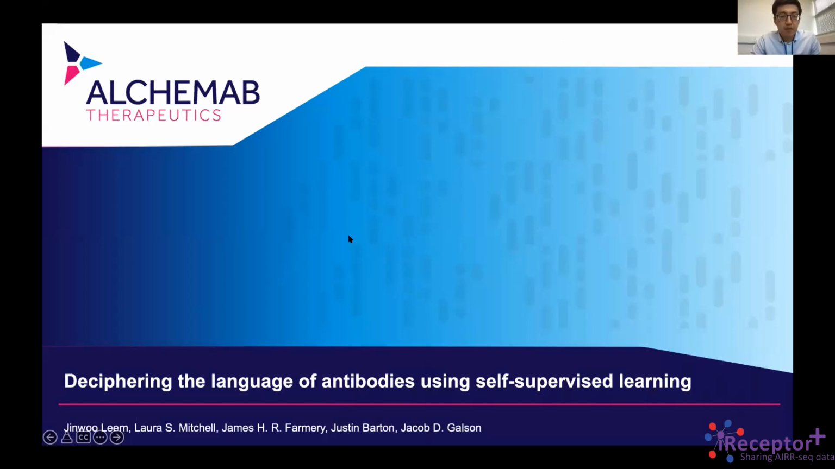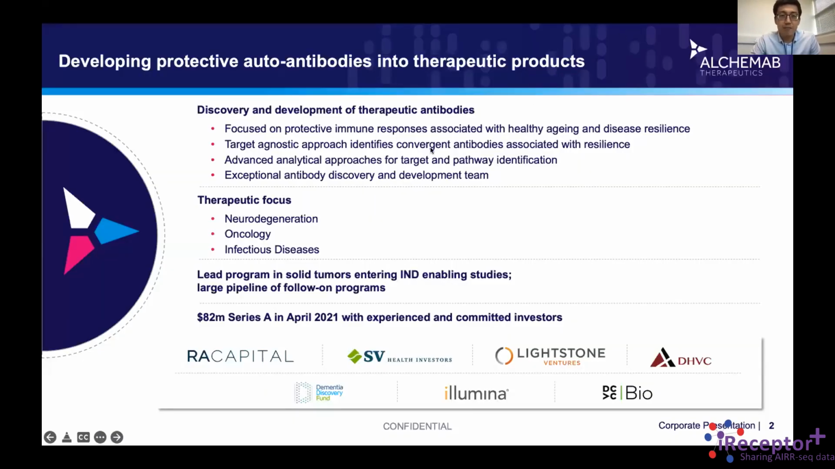For those of you who haven't heard about Alchemab, Alchemab is now a small biotech company. It's about 50 people now, and we recently had an $80 million Series A last year. We mostly focus on neurodegeneration, oncology, and infectious disease. The premise of our company is to look for protective auto-antibodies from individuals and see whether those antibodies could be repurposed as therapeutics.